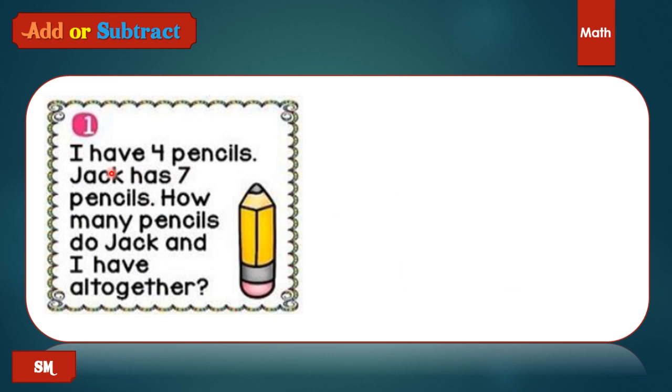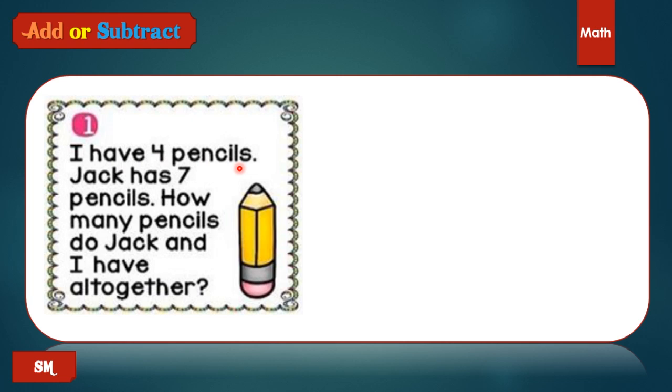Our story here says, before I start, when I have a story, you have to read it carefully. You have to read it carefully and imagine the story. Imagine it, okay? And read the story part with part, not all of it, okay? Part with part. Here he said, I have 4 pencils.